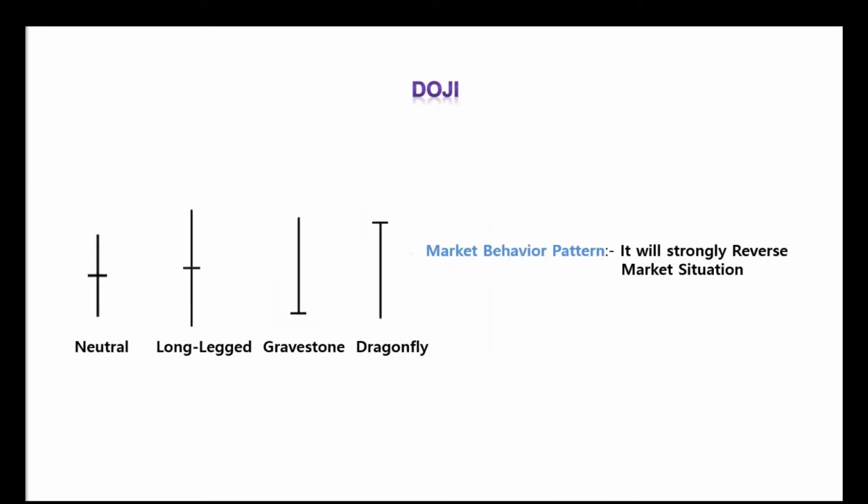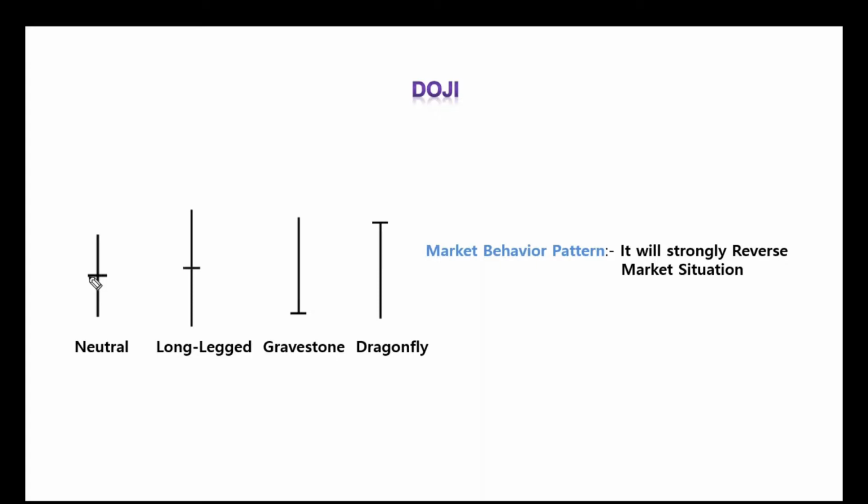Our next candlestick pattern, and we are finding here the doji, which is a highly important candlestick pattern. Doji is a highly important candlestick because it reverses the market, and it is a very sentimental candle. If it arises in the market, the market reacts very quickly. And the doji actually has four types. One is the neutral.